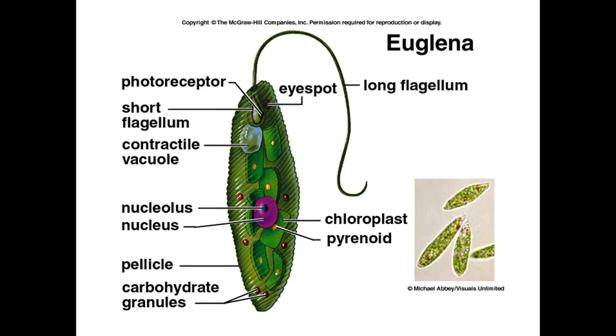There's a euglena. Again, you can see the flagella. There's a little red eye spot up here that helps it detect light. You can see all the little chloroplasts inside. It's a eukaryote, so there's the nucleus.